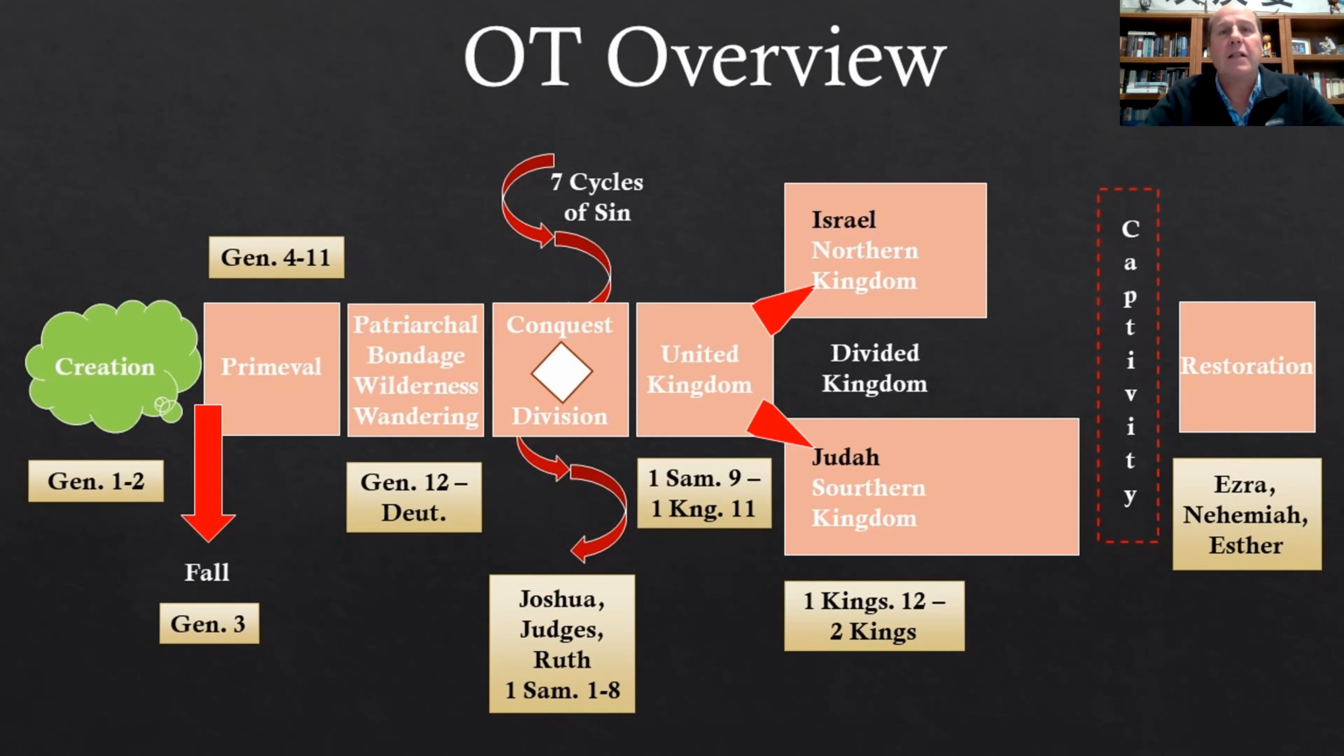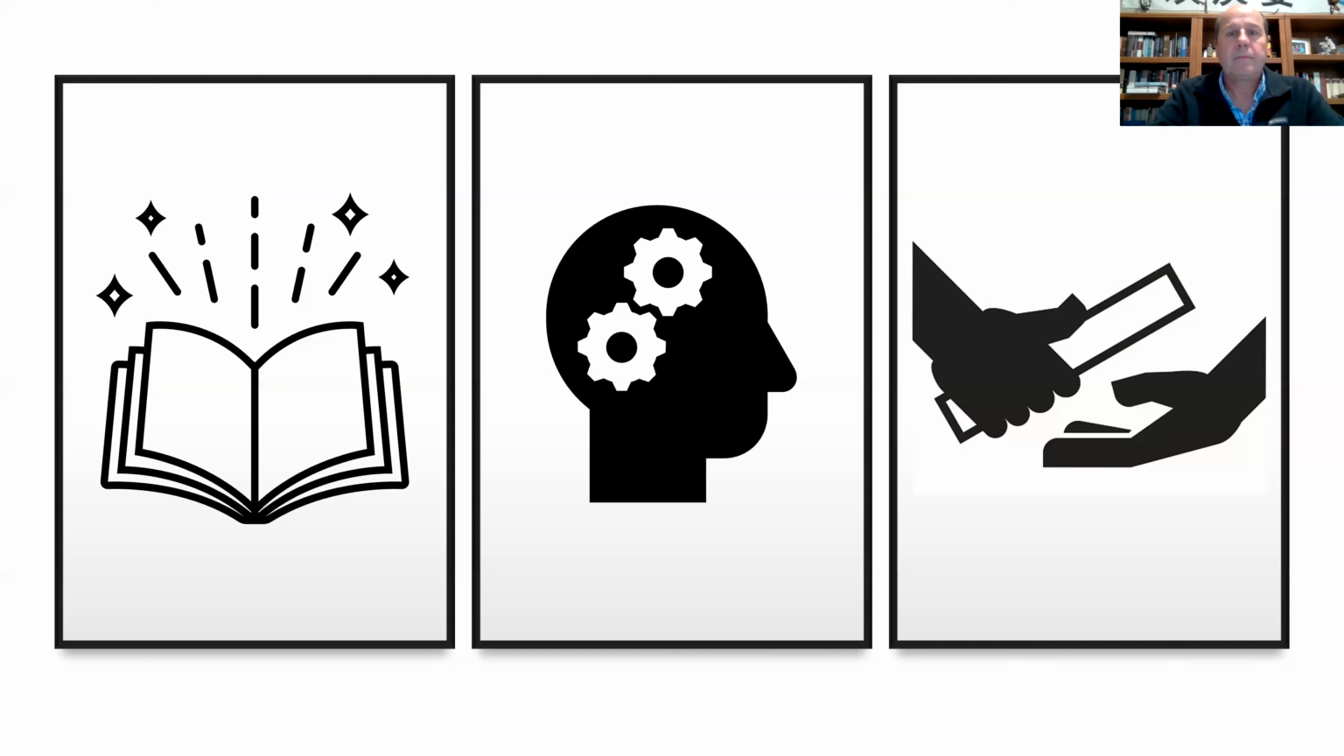Finally, because of God's goodness and his grace, he allows for a period of restoration. And you can see that in Ezra, Nehemiah, and Esther. So with that very quick overview, you can see the relationships between the books, between the themes, between some of the people. And this is an example of a graphic organizer.